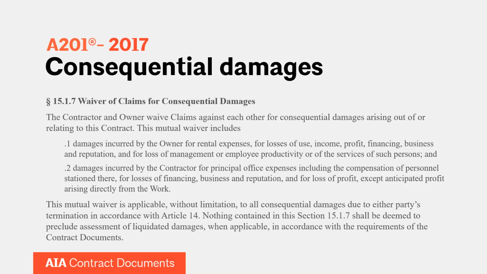And consequential damages from an owner's perspective might be things like loss of use of a building or income that's generated by a building or by a project. And as a contractor, you can imagine you're working for clients.